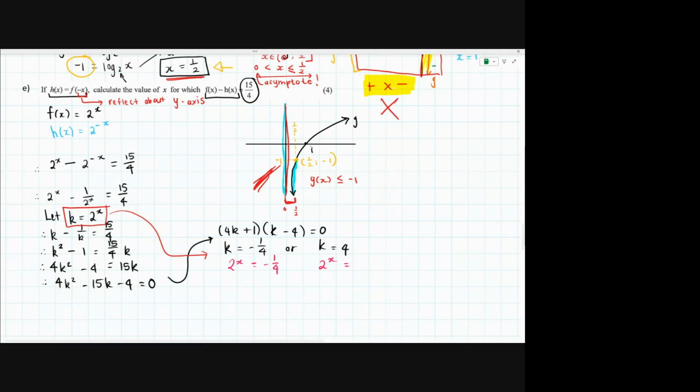All right, so this first one, there's no solution happening there. But the second one, I can find a solution because we know that 4 we can write as 2 squared. And so that means x is equal to 2. And that's all the question asked me to do: calculate the value of x. So now I know where x is equal to 2, the distance between my graphs will be equal to 15 over 4.